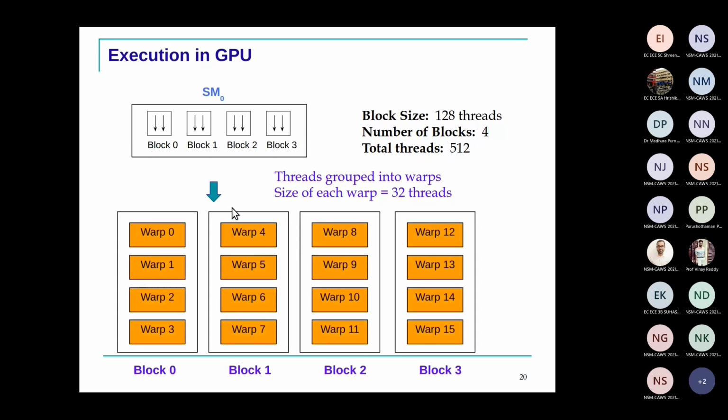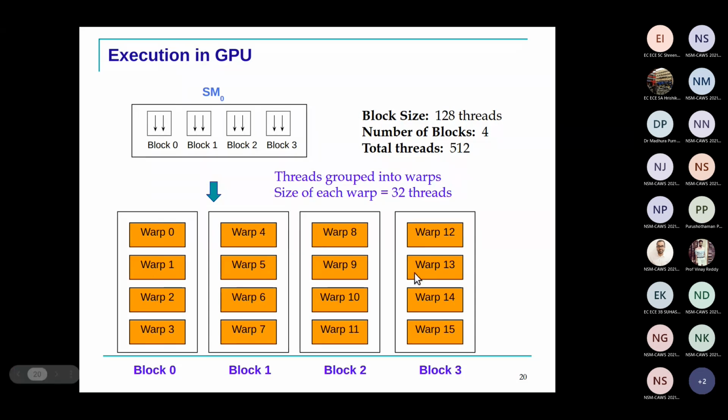Effectively, this thread block configuration is translated in this fashion. Each block has 128 threads, which corresponds to 4 warps, that is 4 times 32 threads, which is 128 threads. So the first block has warp 0, warp 1, warp 2, warp 3, and the second block has warps 4 to 7, and so on.